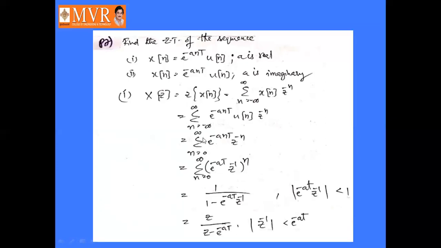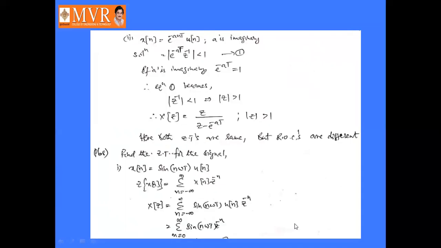So it will become sigma n equal 0 to infinity e power minus a n t into 1 into z power minus n. Or we can write this as e power minus a t into z power minus 1 whole power n, that is in the form of alpha power n. So it is equal to 1 by 1 minus alpha, where alpha is e power minus a t into z power minus 1, and mod e power minus a t into z power minus 1 must be less than 1. So it is z by z minus e power minus a t, with mod z greater than e power minus a t. So that is the first part.